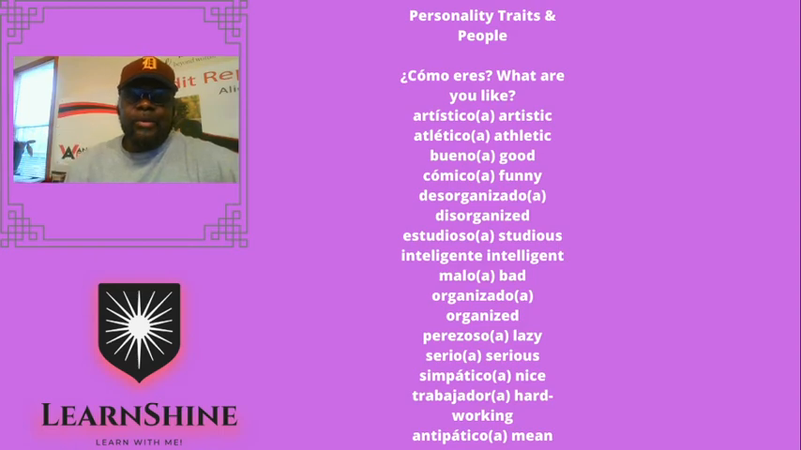Then we have some personality traits which are interesting. You notice for all of them except for one, inteligente, end in the letter O. If the adjective ends in the letter O, then it is describing something that is considered masculine. You can change the O to an A if that adjective is describing something that considers itself to be feminine. So for example, I would be artístico, but if you identify as female, you would say artística. So you want to pay very close attention to that last letter.